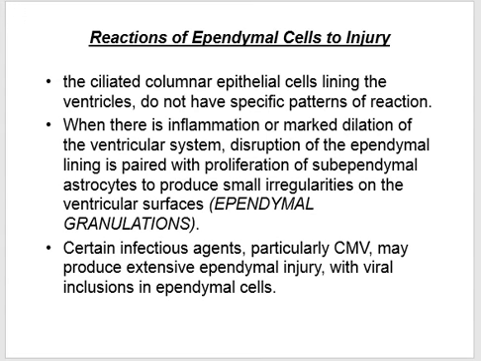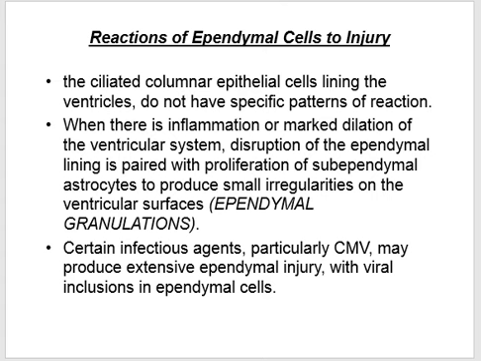Then, the reactions of the ependymal cells to injury. These are the ciliated columnar epithelial cells lining the ventricles, and they do not have specific patterns of reaction. When there is inflammation or malformation of the ventricular system, disruption of the ependymal lining is paired with proliferation of subependymal astrocytes to produce small irregularities on the ventricular surfaces. They are called the ependymal granulations.